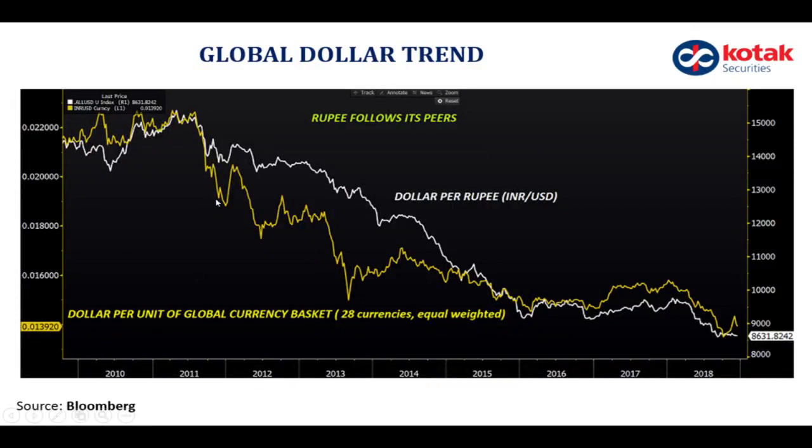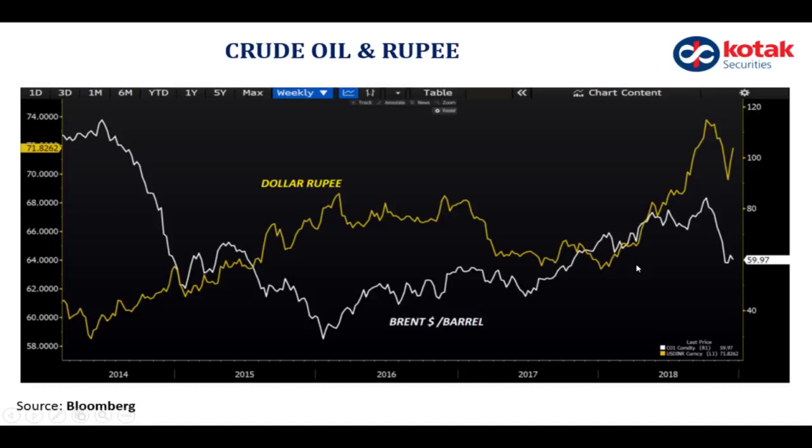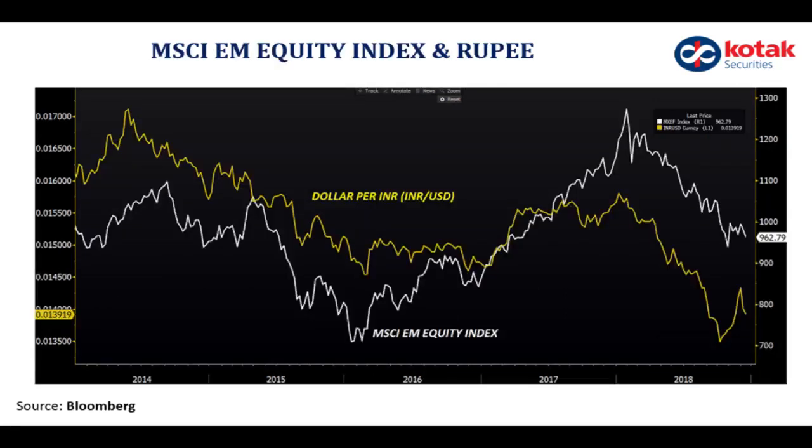This chart shows how the Indian rupee has tracked how the other 28 currencies have done against the US dollar. So it has a huge impact. Follow the dollar trend. Oil and rupee, the correlation is not always consistent, but right now it's large. This is the emerging market equities. Again, the correlation is tight. If there is money flowing into emerging markets, emerging market currencies will do well, and so the rupee.